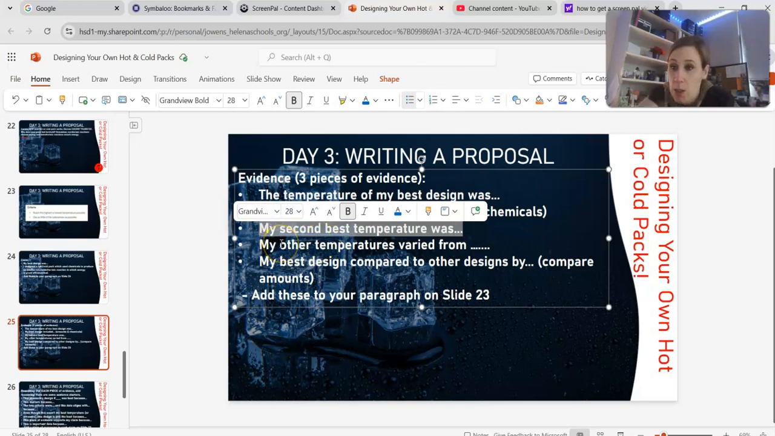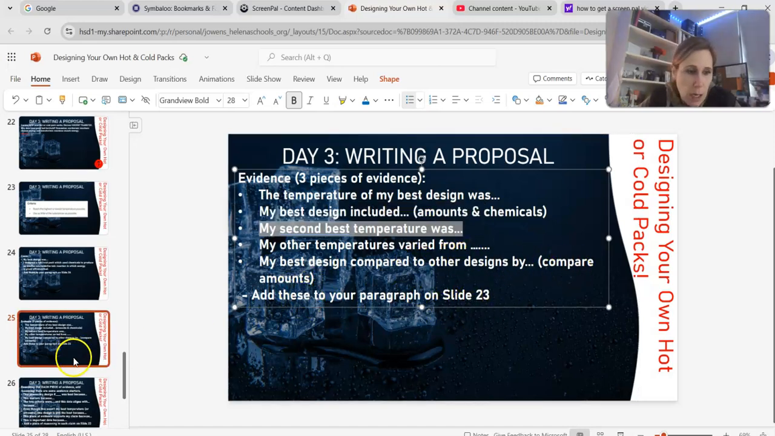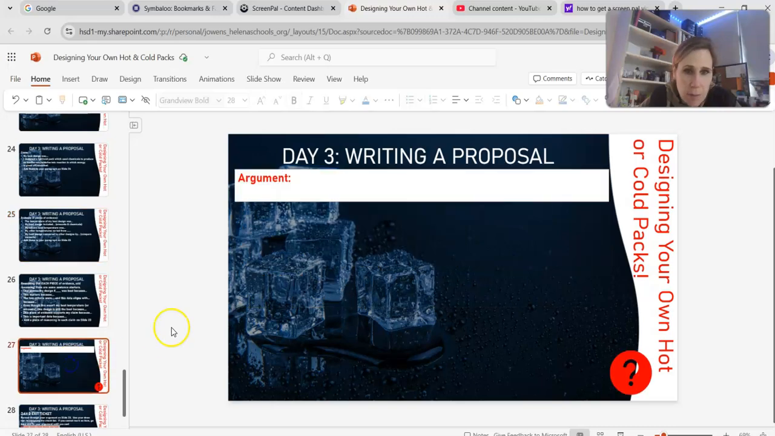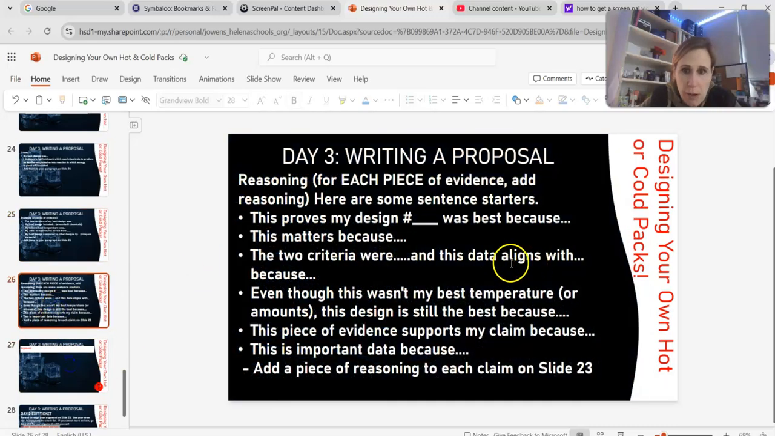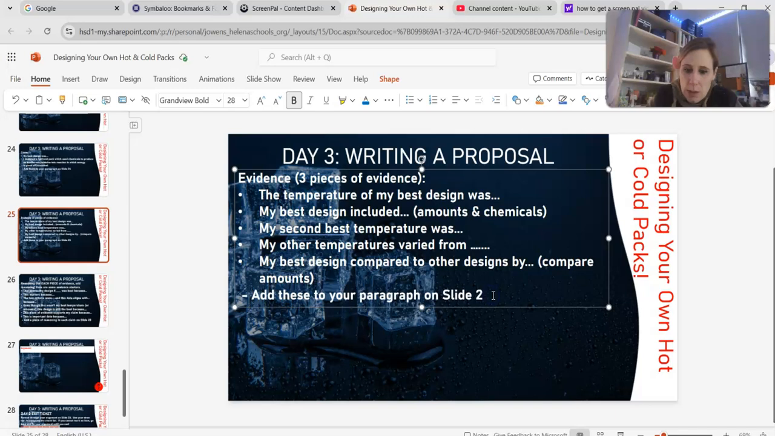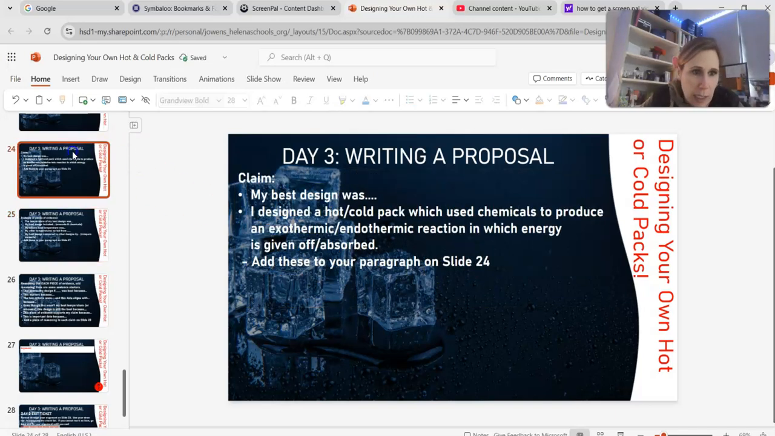So maybe you guys are prioritizing using as few chemicals as possible. My other temperature varied from my best design compared to other designs by, and then add these here as this paragraph on slide 27. So your argument will be right here. So I need to fix that as well. This should be on slide 27. Again, your claim should be added on slide 27 as well.